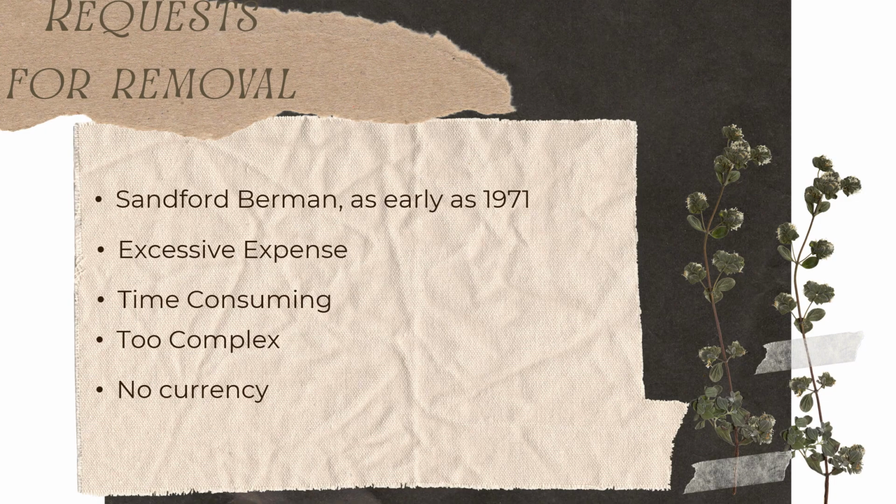Considered the father of critiquing the Library of Congress subject headings, Sanford Berman, head cataloger at the Hennepin County Library in Minnesota, worked the hardest in petitioning for changes to the Library of Congress cataloging system over his 38-year career.